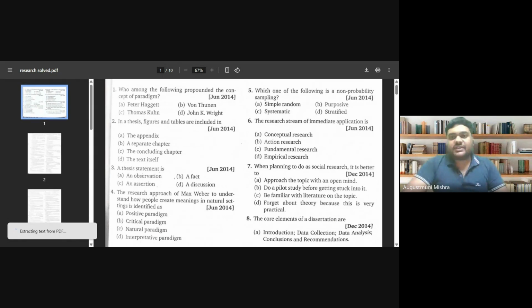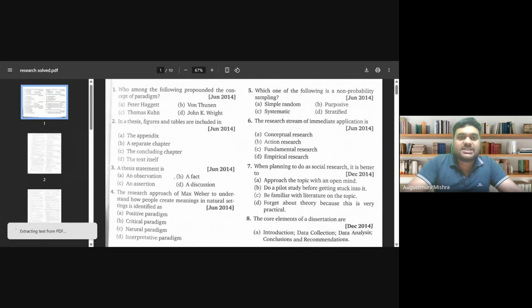Can anyone give the answer? Or I should, okay, I will give the answer. The research approach of Max Weber to understand how people create meaning in a natural setting is identified as, answer will be D, interpretative paradigm. Now sixth, the research stream of immediate application is, okay, B is 100% correct answer. Answer 6 is B.